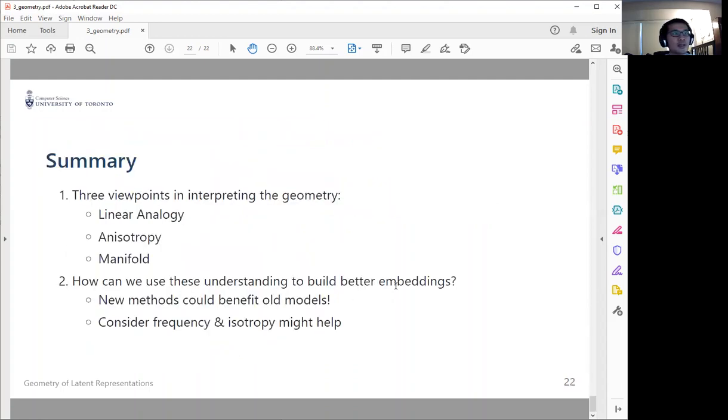So as a summary, we looked at 3 viewpoints in interpreting the geometry: the linear analogy, anisotropy, and manifold. And then we looked at several papers that use these understandings to build better embeddings.